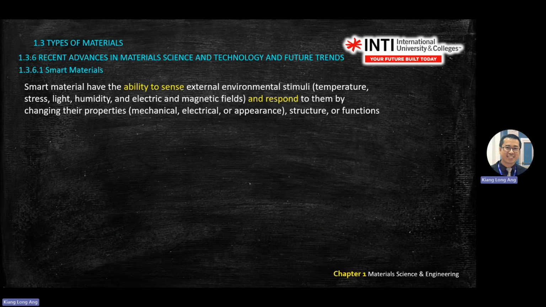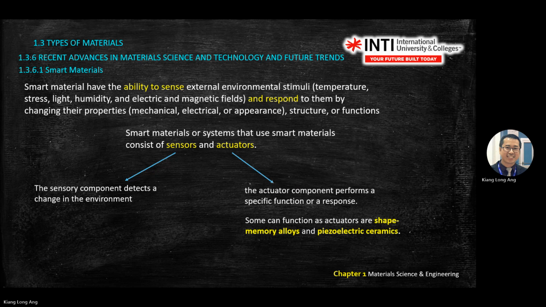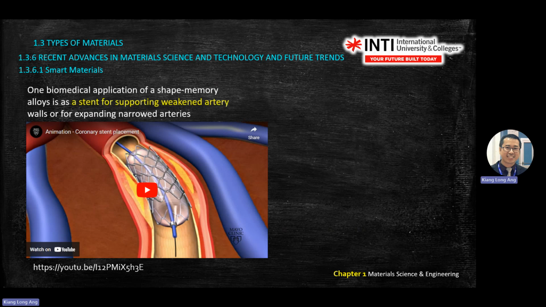Recent advances of materials, smart material. Smart material means they're able to sense the environment, then react to it. So sensor, the definition of sensor means they're able to detect. Actuator means they're able to have a response, a mechanical response. So the one here is on heart surgery. They use the spring as a smart material.